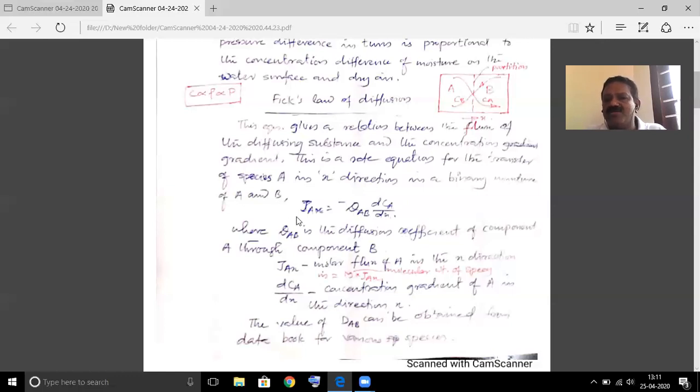So the value of D_AB will depend upon the type of species A and B. And this equation is very much analogous to our heat transfer equation. You must be remembering the conduction equation, the heat flux. Heat flux is equal to minus k into dT by dx. It is very much analogous.